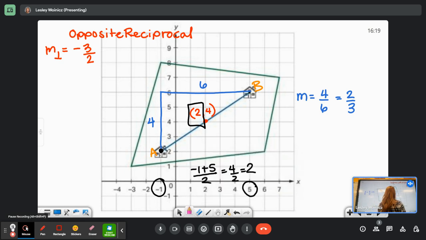So if I use my little midpoint formula, which I put on your sheet, I'll write it again up here. My midpoint formula is M equals x sub 2 plus x sub 1 over 2, comma, y sub 2 plus y sub 1 over 2. So add the x's together, chop it in half, add the y's together, chop it in half.